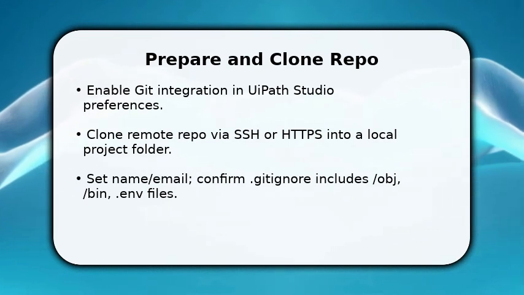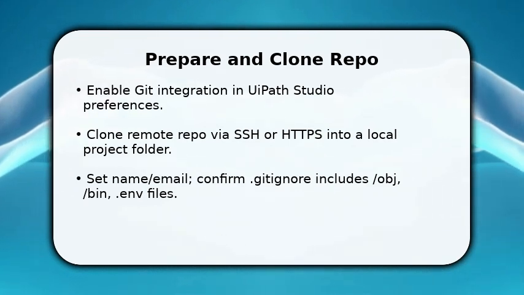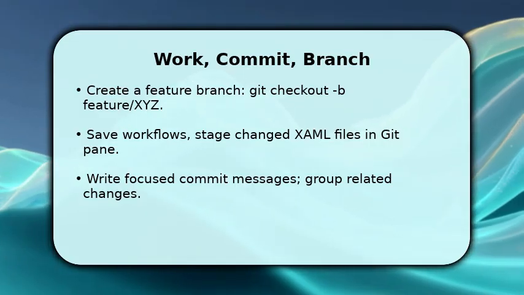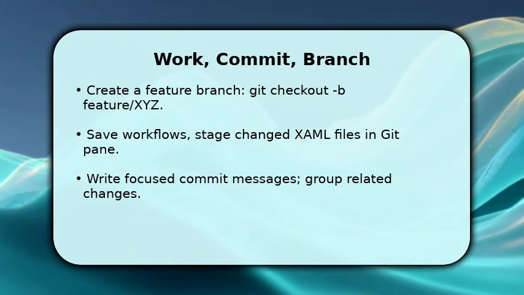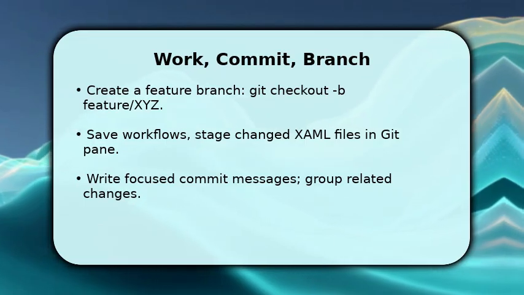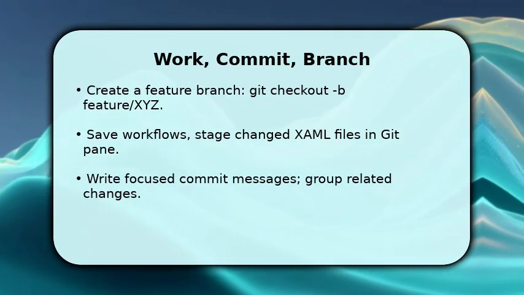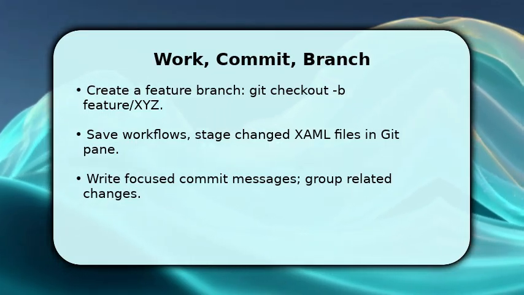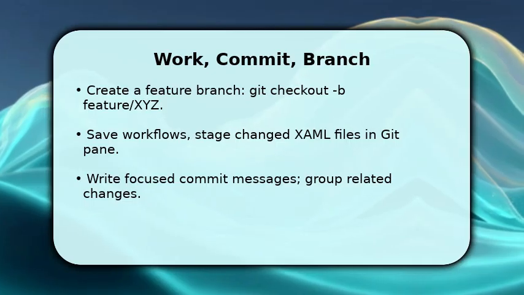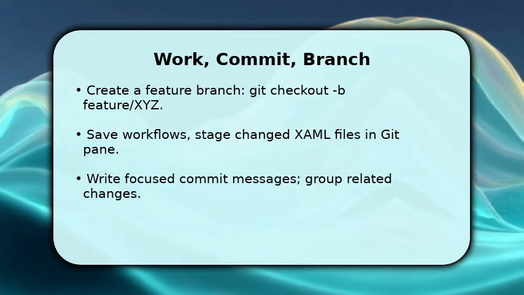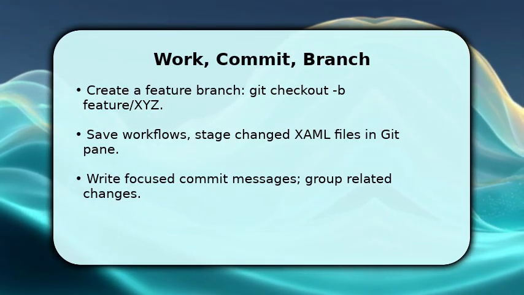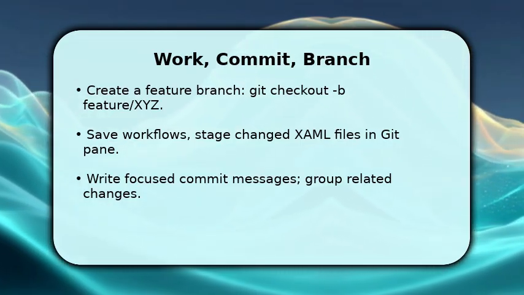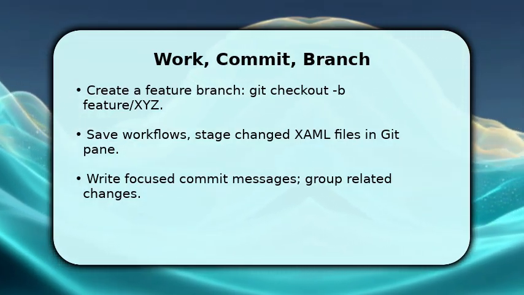You create a feature branch for your change and begin editing workflows in Studio. While you work, save frequently and use the Git pane to stage only the relevant XAML and config files to avoid noisy commits. Commit with clear, imperative messages describing the why and what. If you need to rebase or squash local commits, do it before pushing. Make sure to pull remote changes first to avoid surprises. Use small commits for atomic changes, so code review and rollback stay simple.